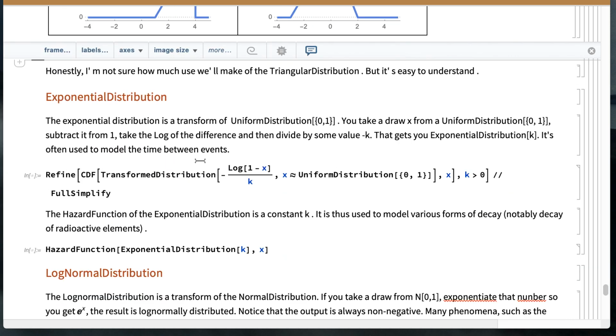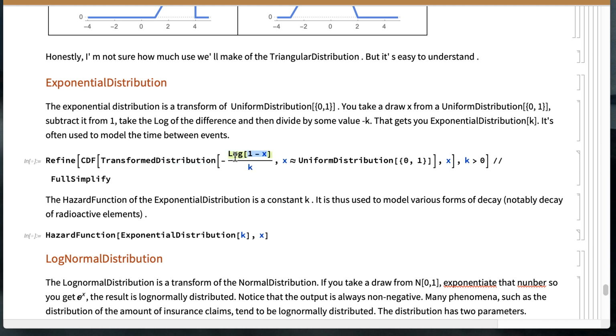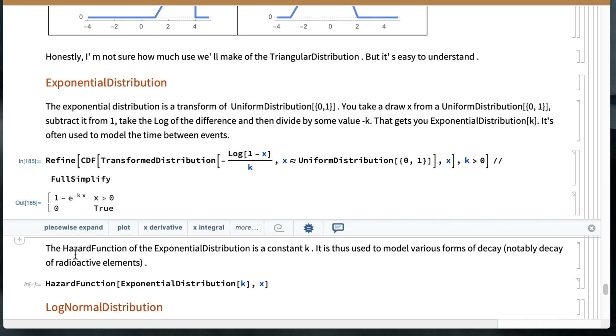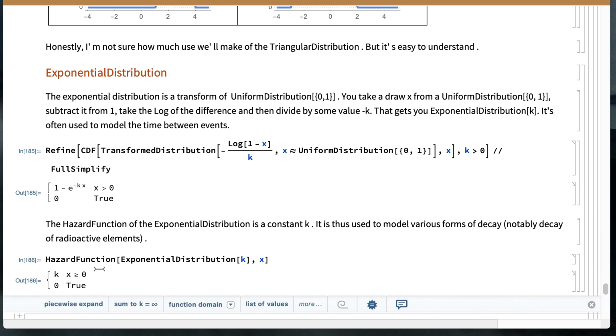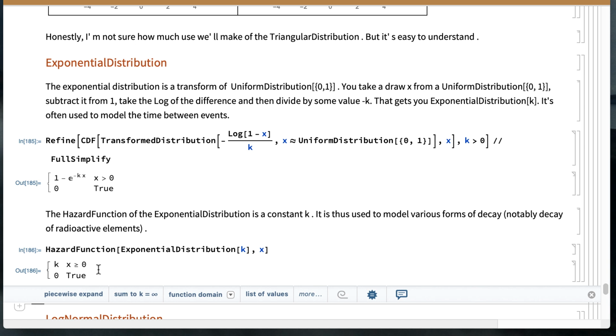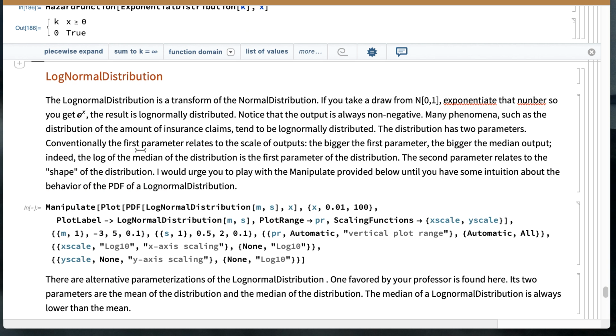Exponential distribution. The exponential distribution is the transform of the uniform distribution. Here's the transform that you use. Here's what a CDF of an exponential distribution looks like. Here's what the hazard function of an exponential distribution looks like. It happens to model some physical phenomenon very well. If we were doing a course in decay of radioactive materials, we would be very interested in the exponential distribution.